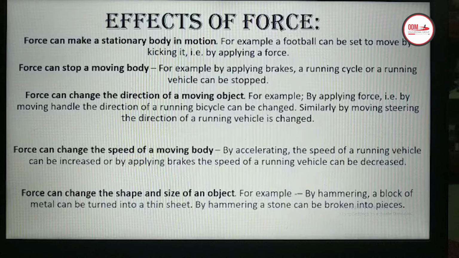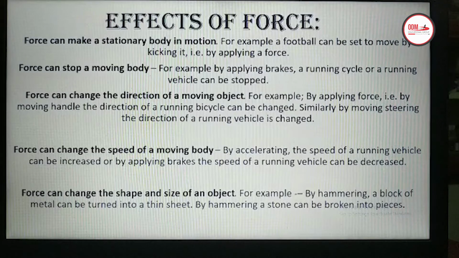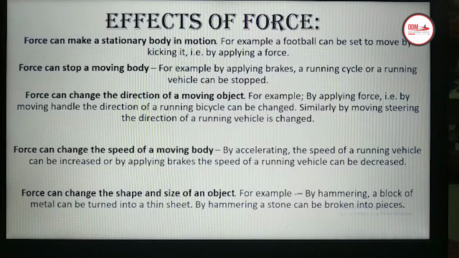So remember this one, all these are the effects of force. You can see that first one, force can make a stationary body in motion. Force can stop a moving body. Force can change the direction of a moving body. Force can change the speed of a moving body. Force can change the shape and size of the object. All these are the effects of force.